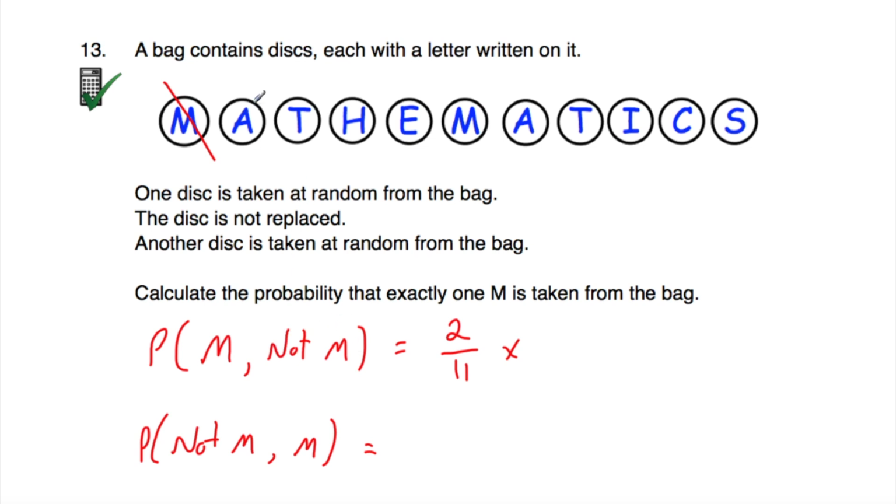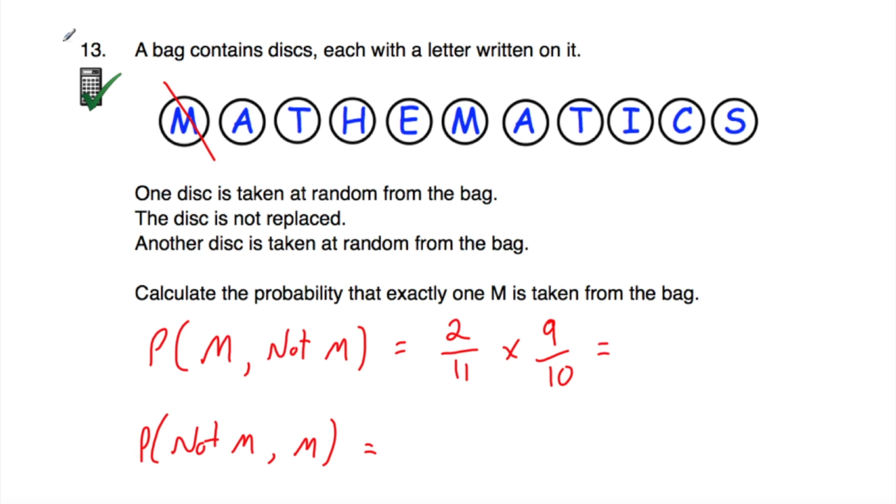So not an M, well, that's going to be either this one, this one, this one, this one, this one, this one, this one, this one, and this one. And so there's 10 discs that are left, and 9 of them do not have an M on it, so that'll be 9 tenths. Or another way to consider it is if you know there's 10 discs left and one of them's got an M on it, that means the other 9 don't. So the probability of getting an M and not an M would be 2/11 multiplied by 9 tenths.